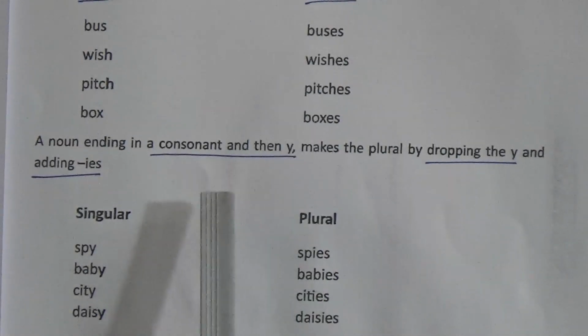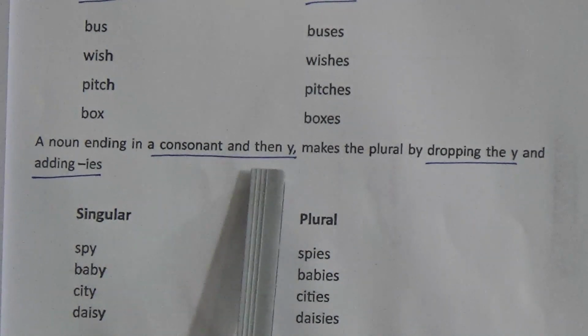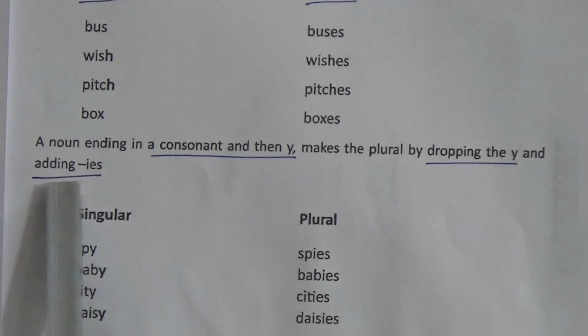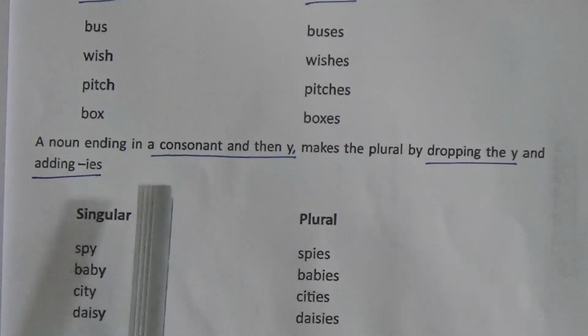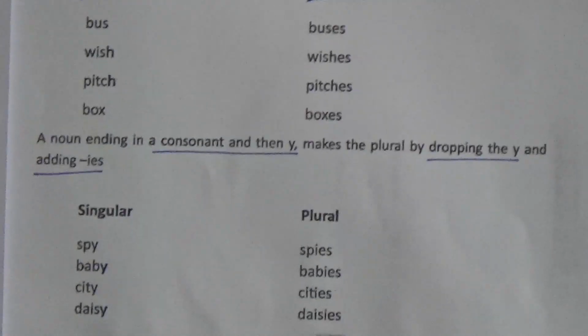There is another category. A noun ending in a consonant and then y makes the plural by dropping the y and adding ies. Let's look at the examples. Spy, spies. Baby, babies. City, cities. Daisy, daisies. We are replacing the y with ies.